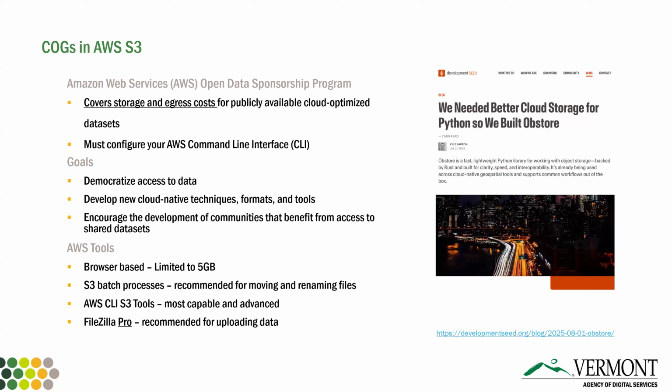AWS tools that I'm familiar with, the browser-based one is fairly user-friendly and intuitive, but it's limiting. You can only move data sets and rename them up to a certain size. And for most of our COG mosaics, we exceeded the 5 gigabyte limit. So I tended to rely on some batch processes for instance, for moving an object, a COG mosaic object from our dev bucket to prod bucket.